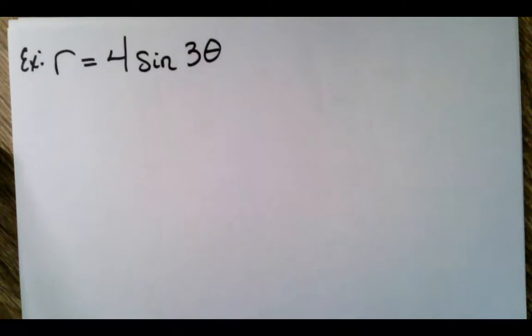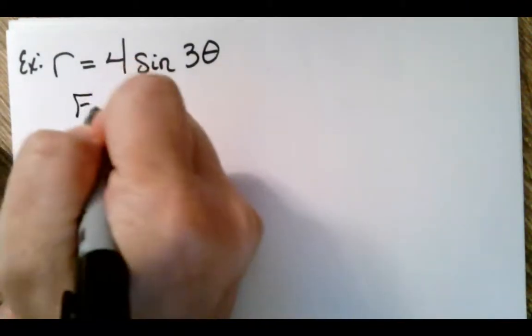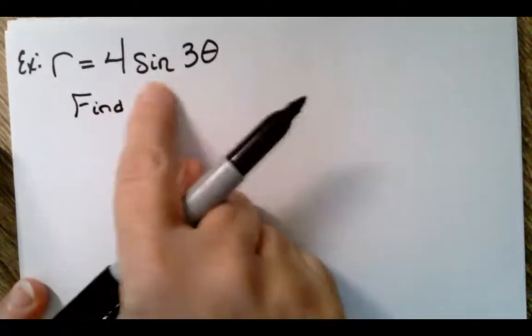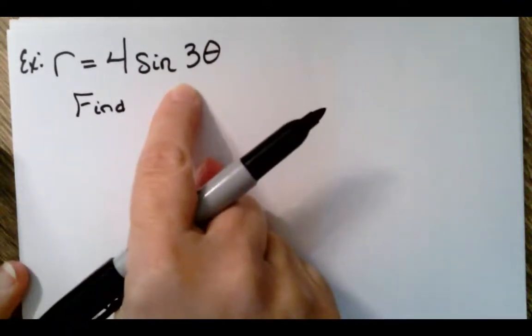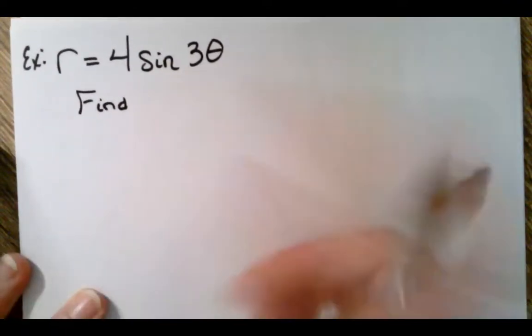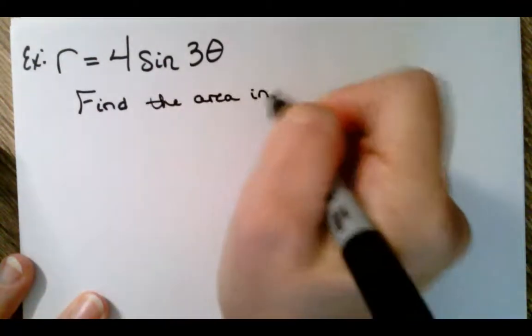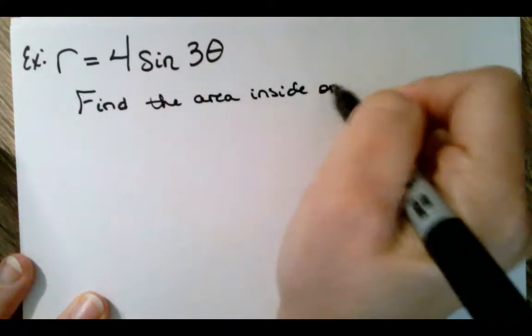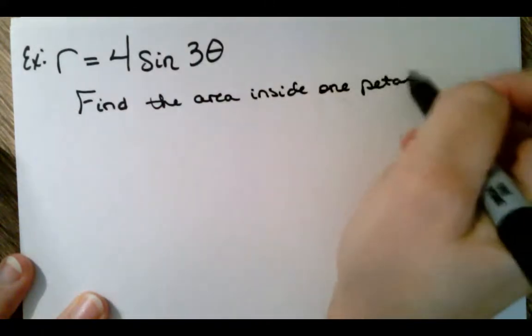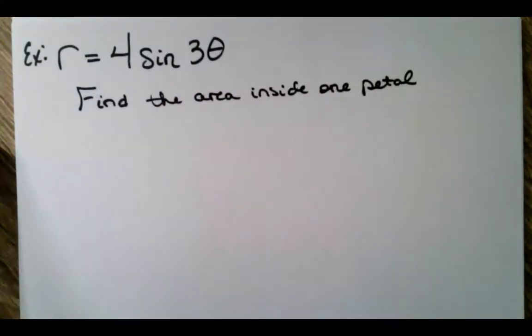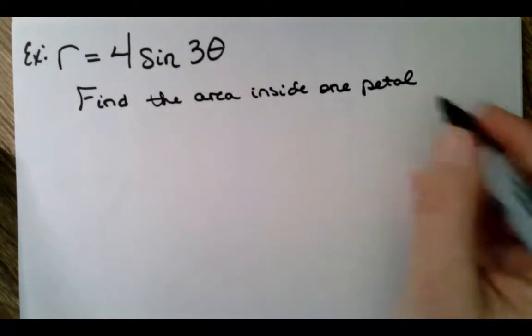Okay, for our next example, let's look at r equal to 4 sine 3 theta. And hopefully you recognize that equation is one that's going to graph a rose curve. And so we want to find the area inside one petal of the curve. Find the area inside one petal of that rose curve.